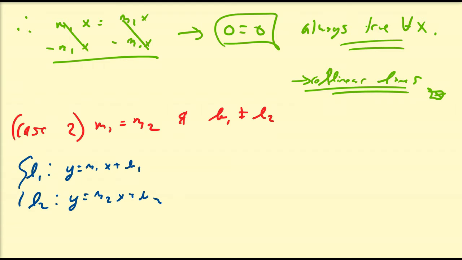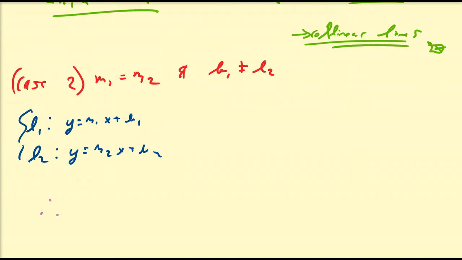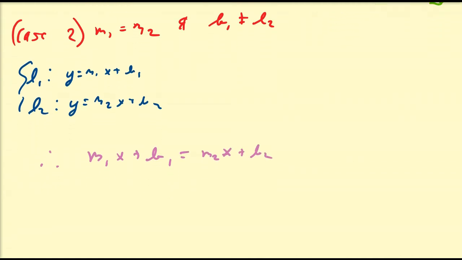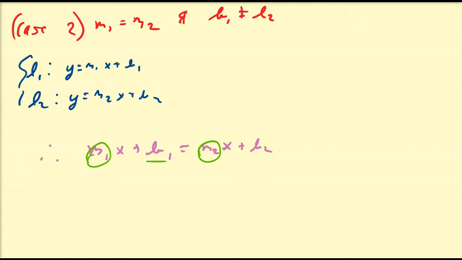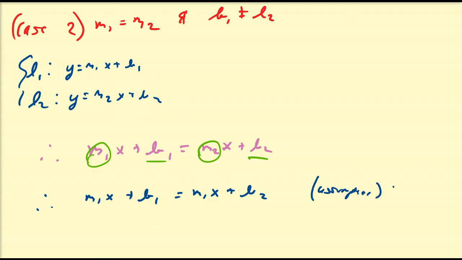We're going to set these two equations equal to each other and see if they are ever equal to each other. So I have that m1x plus b1 must be equal to m2x plus b2. We're going to assume that m1 and m2 are equal, but b1 and b2 are not. So that means m1x plus b1 must be equal to m1x plus b2, by assumption that m1 is equal to m2. If that's the case, I'm going to subtract m1x from both sides of this equation.